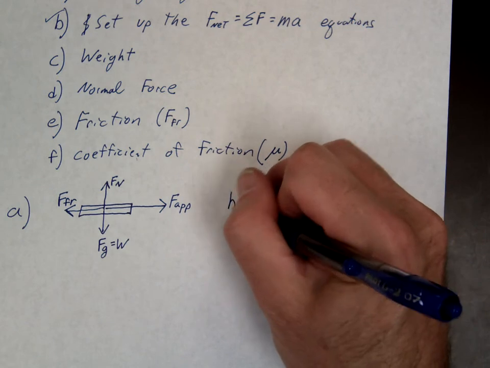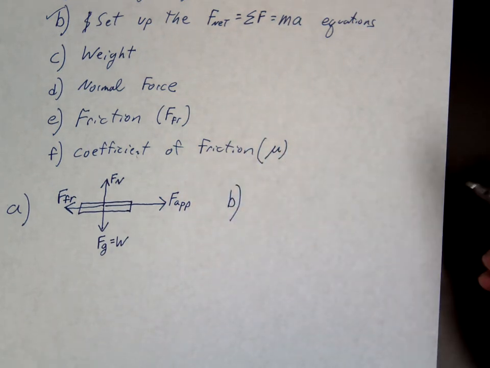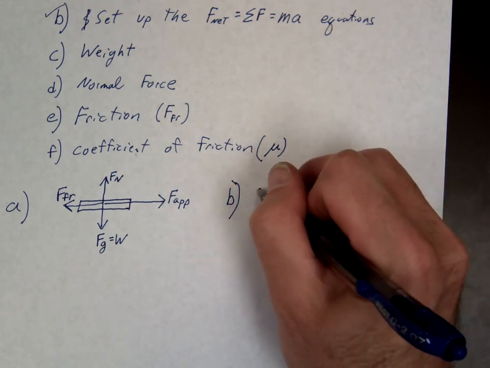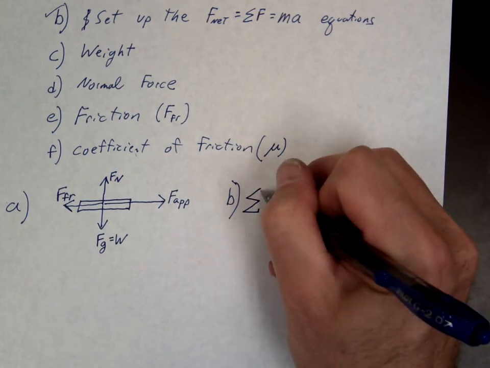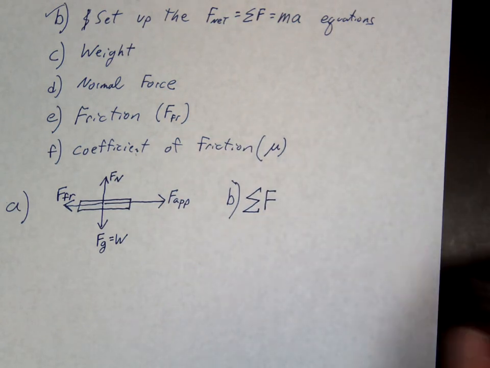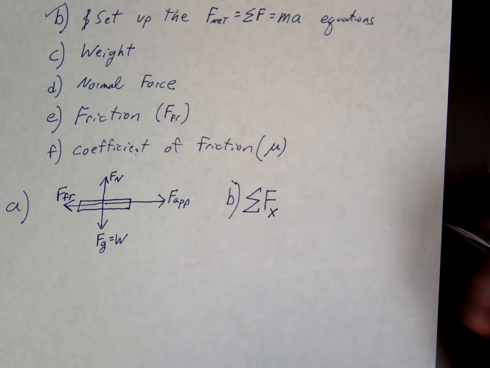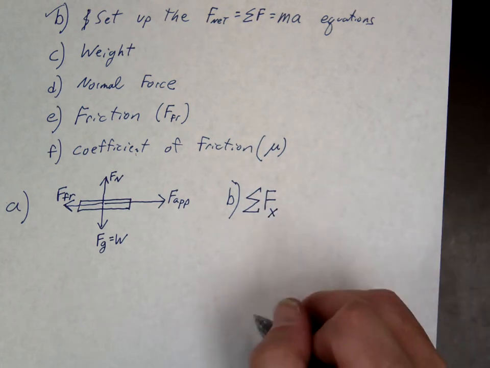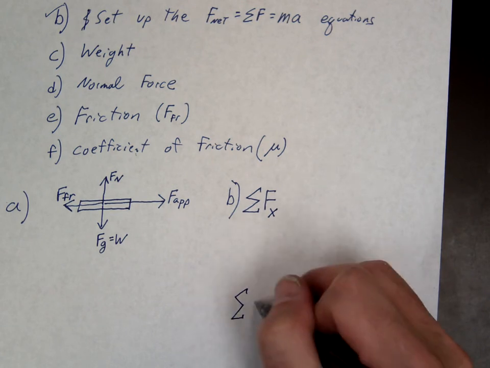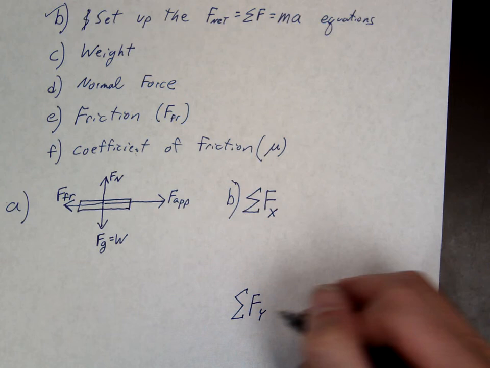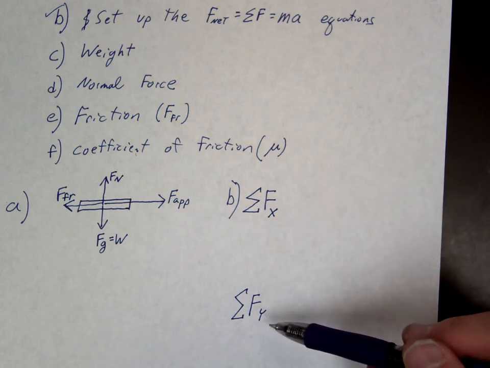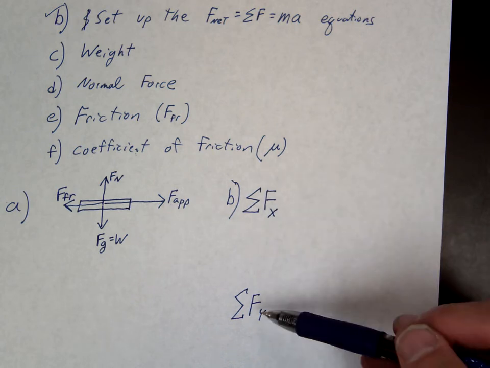Okay, letter B. Alright, we're going to set up our equations, and again, this is kind of the big thing for today, understanding how to do this. So I'm going to write it like this. We're going to sum up our forces. Now, just like last unit, we are going to treat x's and y's separately. So we're going to actually establish two equations. One is going to be the summation of all the x forces. One is going to be a summation of all the vertical forces. So we're going to kind of treat them separate.